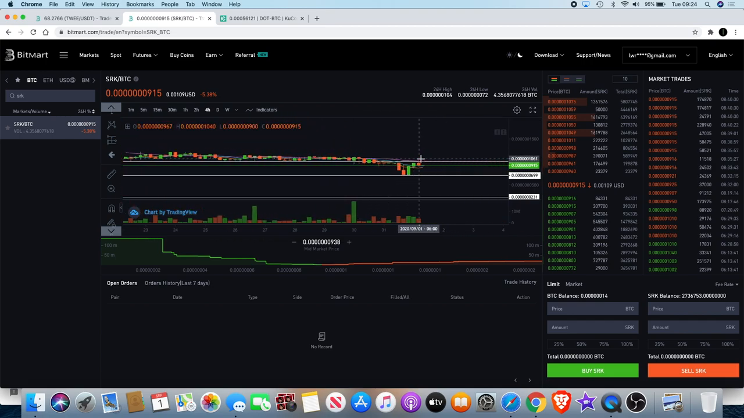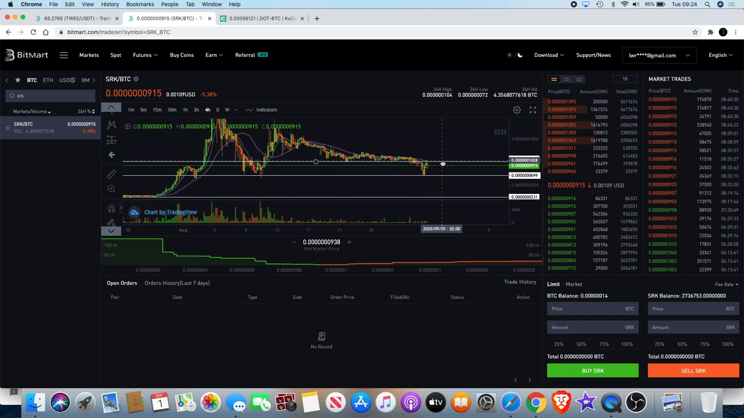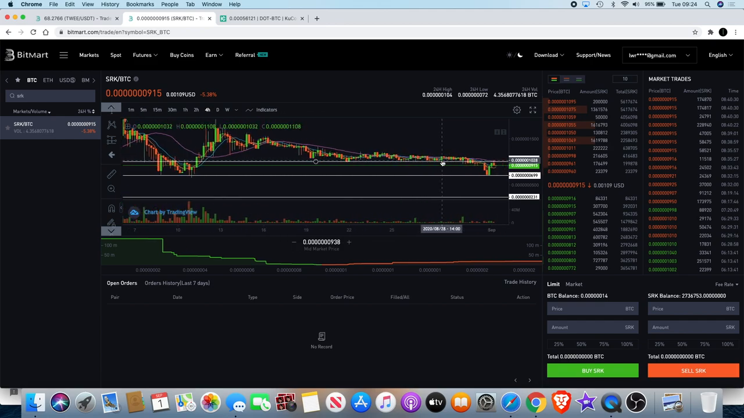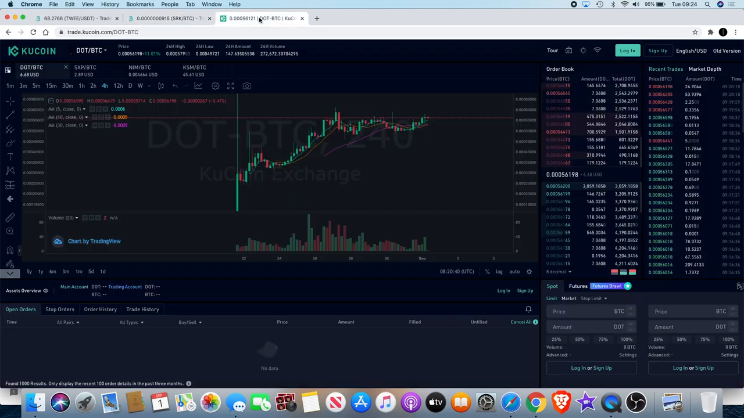But yeah, that's Sparkpoint at the moment. At least we got the bounce. We can see that the buyers are waiting down here, all right, guys? It's not just going to fall down to the wayside and take us to zero. So that's Sparkpoint. Now, we've been talking about Kusama.